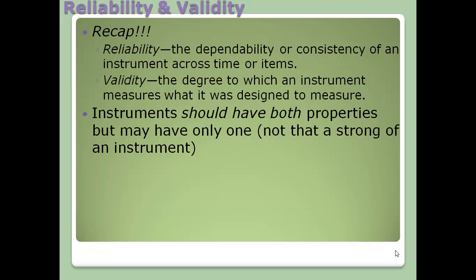And the instrument should have both properties. They can't have just one in order to be useful. They have to have both properties. Now you might have an instrument that's highly reliable but not very valid, or really tests the construct but has no reliability across time.